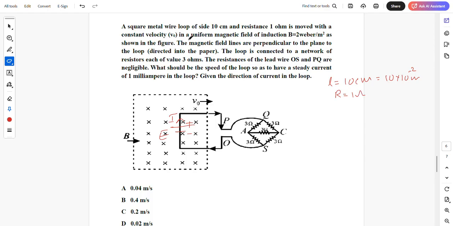The loop is moved with a constant velocity V naught in a uniform magnetic field. They have given the magnetic field B is equal to 2 webers per meter square. As shown, the magnetic field lines are perpendicular to the plane of the loop.